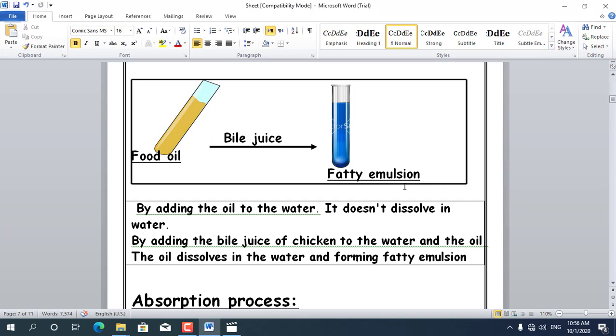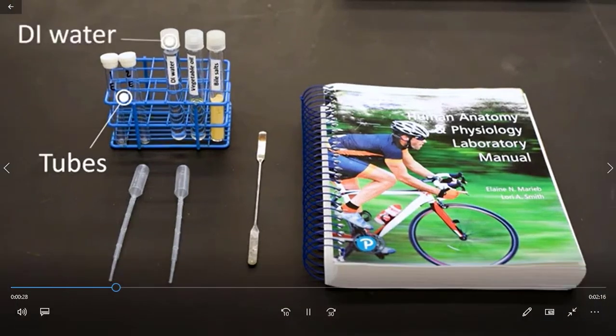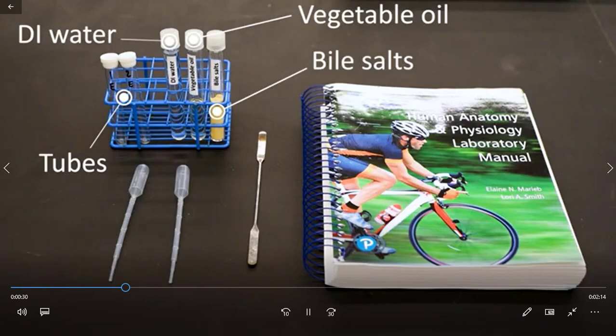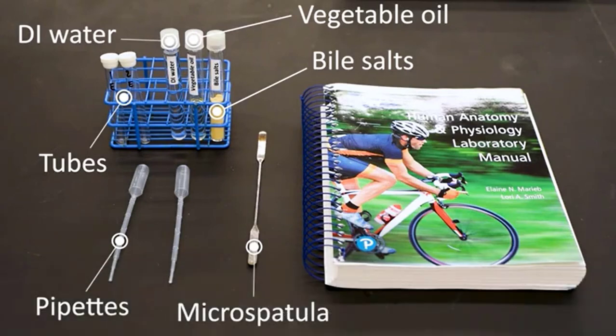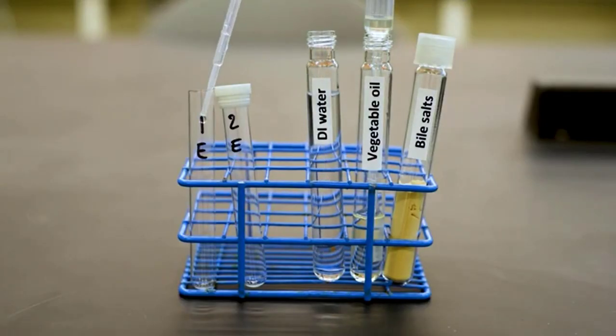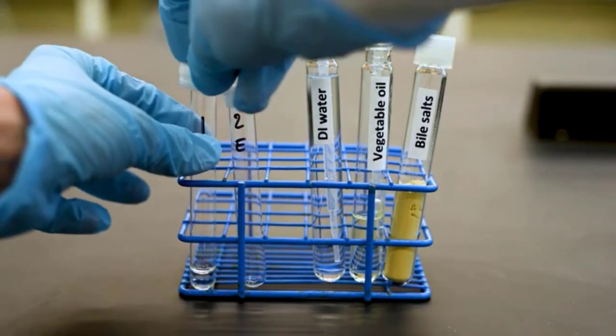Feed them from one another during the rest of the experiment. DI water, vegetable oil, and some bile salts. In addition to this, you will need some disposable pipettes and a microspatula. If you need more information about this protocol, I would advise you to get your hands on a copy of the Human Immunity Lab Manual by Mary Smith, where this experiment is described in more detail. In tube 1, you want to add about 20 drops of DI water, followed by 4 drops of vegetable oil. Don't forget to put the cap back or to use some parafilm instead, because we will have to mix our solutions, and we like them shaken, not stirred.